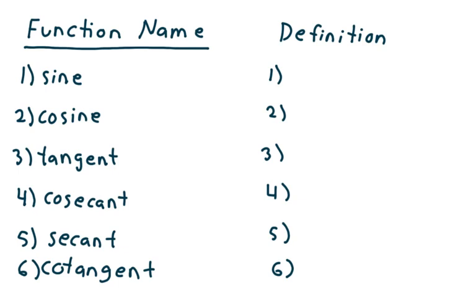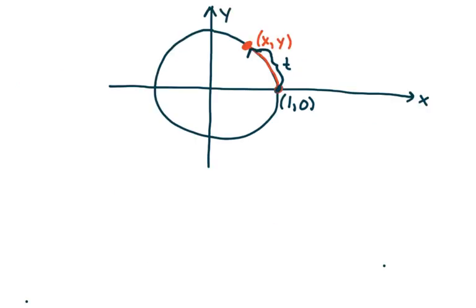The first one is sine, and it turns out that sine of t is equal to y. The second one is cosine, and we have cosine of t is equal to x. And so it turns out we could represent that ordered pair (x, y) as (cosine t, sine of t), just like this.